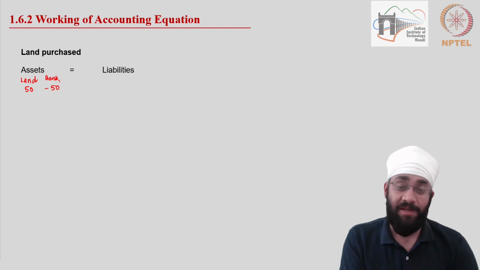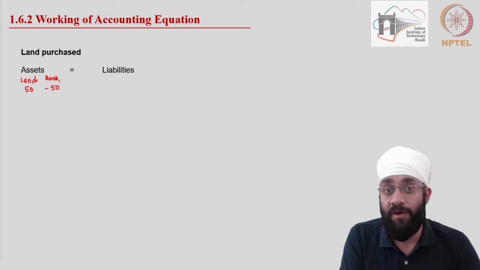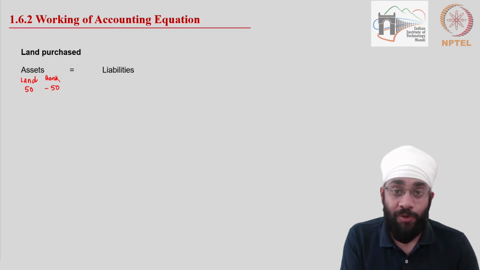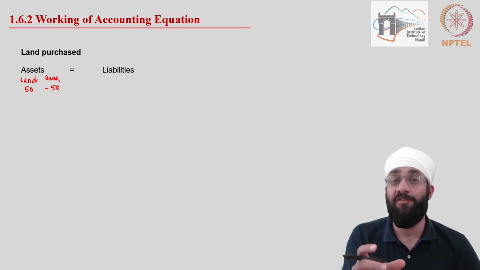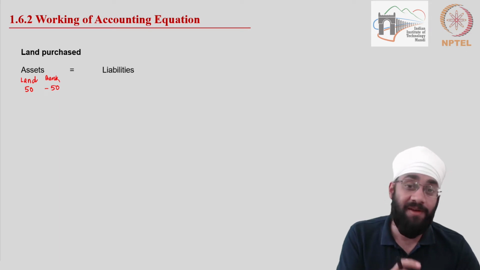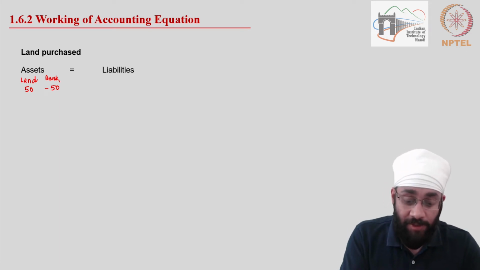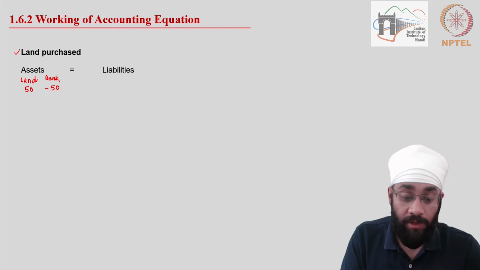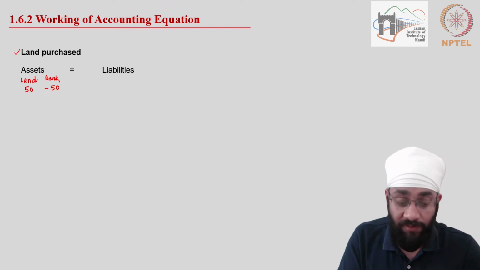You purchased land and you paid for it. You paid from the bank balance. Bank balance was also an asset. Land is also an asset. You are converting one asset into another asset. So that's how the accounting equation again is going to hold even after purchase of land.